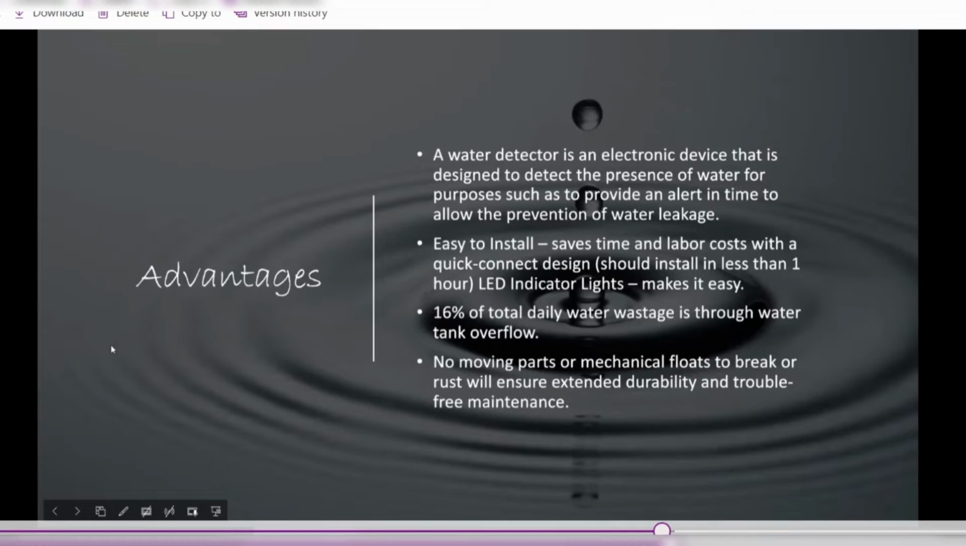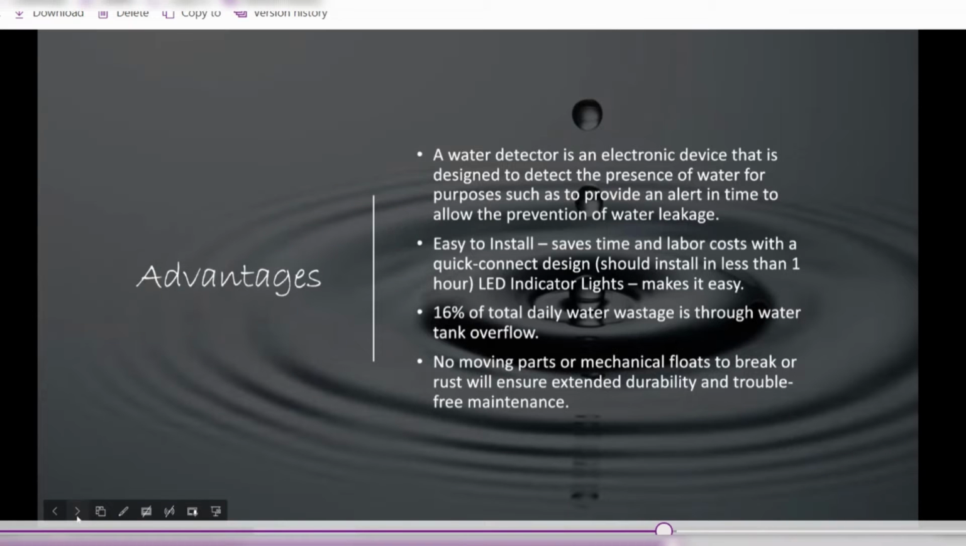So the main objective of our project is, as we know that 16% of daily water usage is through water tank overflow. So our model will basically reduce the chances of water overflow. A water detector is an electronic device that is designed to detect the presence of water for various purposes, such as to provide an alert in time to allow the prevention of water leakage.